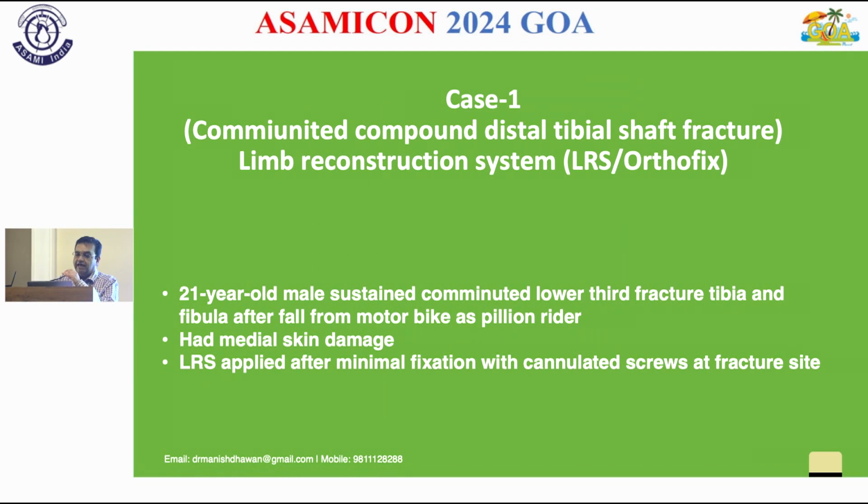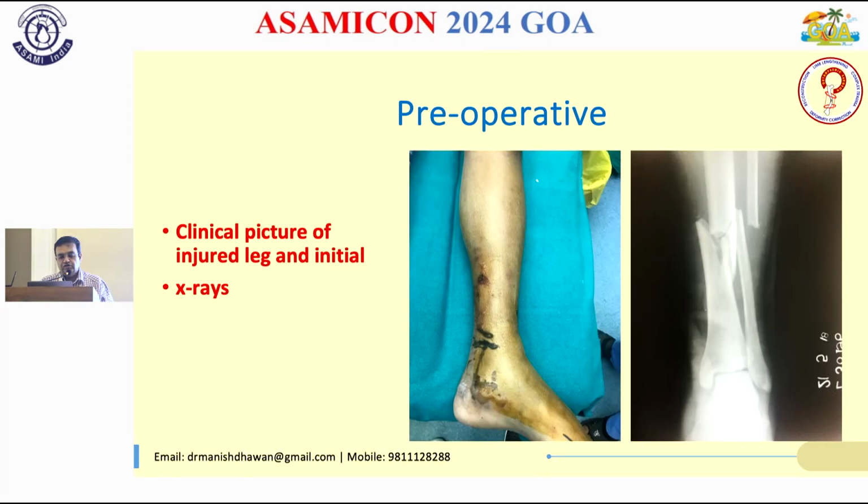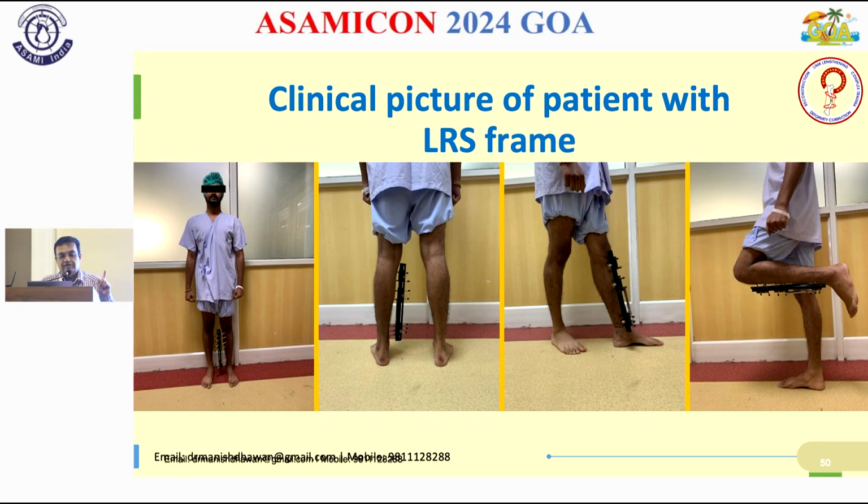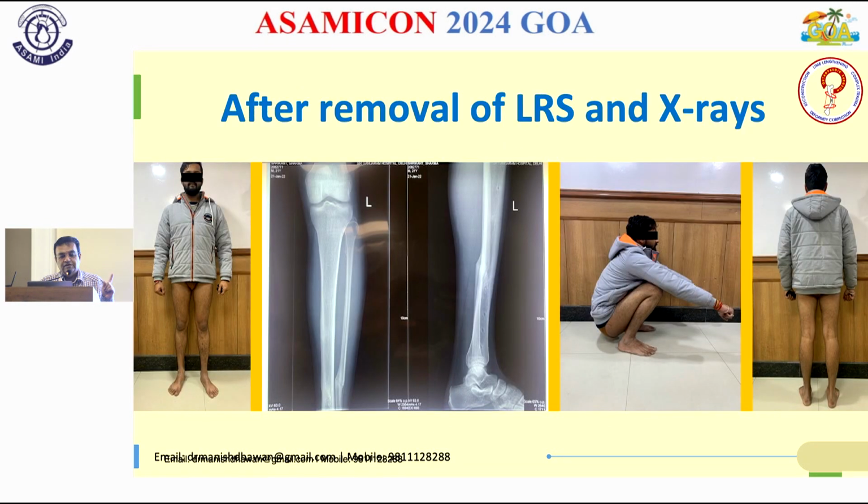So this is case number 1, a comminuted compound distal tibial fracture in a 21-year-old male. He had skin damage, and LRS was applied with minimal fixation, with cannulated screw fixation at the fracture site. So this was the situation. You can't do internal fixation. Just fixed cannulated screws at the fracture site and applied the LRS frame. This is the patient with the frame. This is after removal. You see his knee movements.